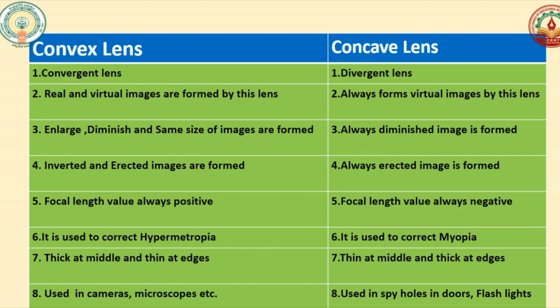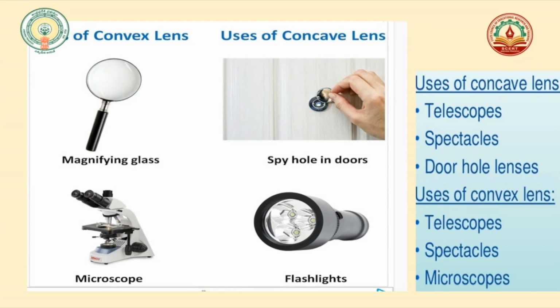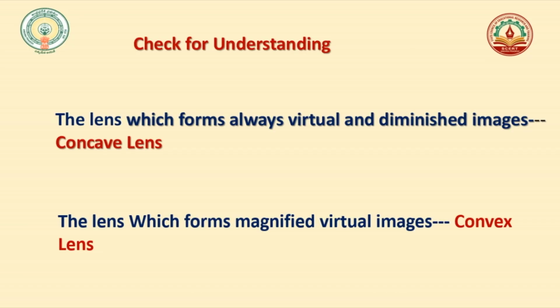The students have to identify the differences between the convex lens and concave lens. A convex lens is a convergent lens, a concave lens is a divergent lens, and a convex lens can form real and virtual images, and a concave lens always forms virtual images. Likewise, we have to make sure of the differences between the convex lens and the concave lens, and also the uses and applications of both.